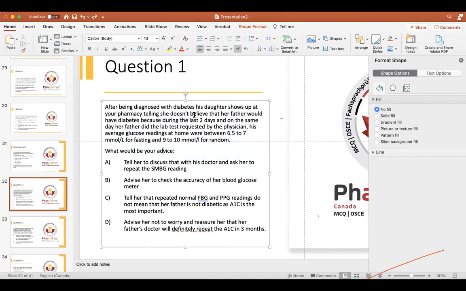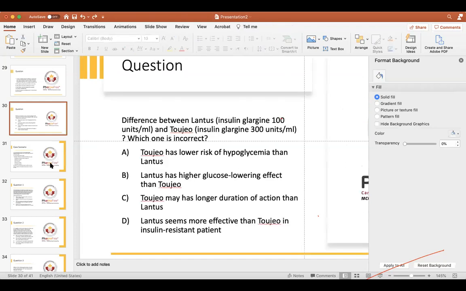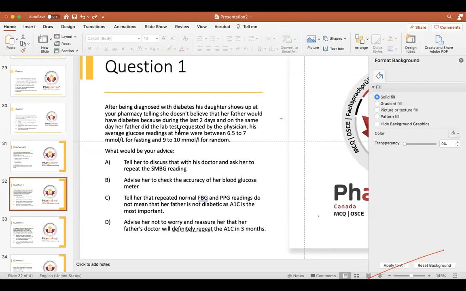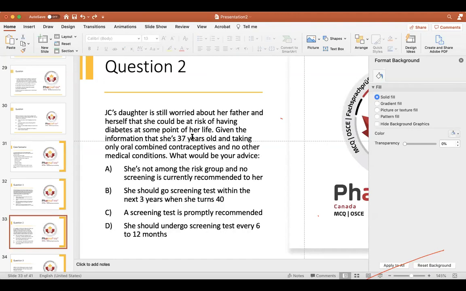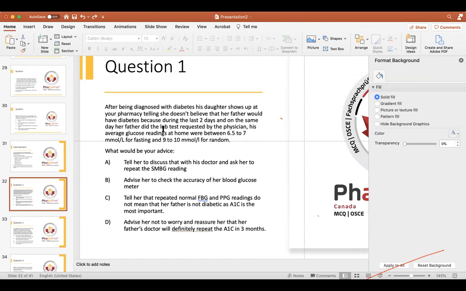The most important is the day of the test, when the patient went to the lab work, okay, and when the patient got the reading at home on the same day. This is the most important because it's written here. And on the same day, her father did the lab work. If there is a discrepancy of 15% or more, so the machine is not working well. Why would you ask her to repeat the reading? You will get the same result. Okay, so this will not solve the issue here.